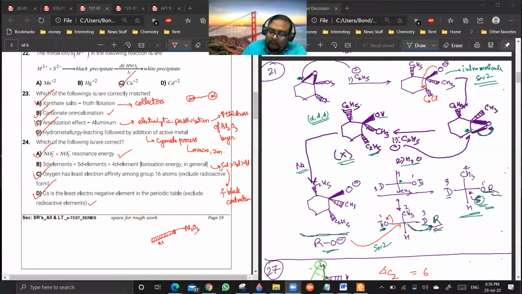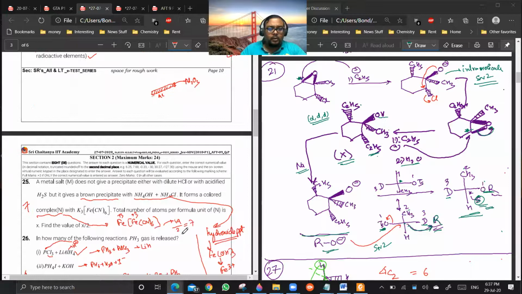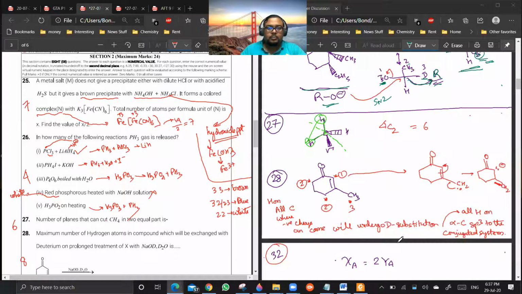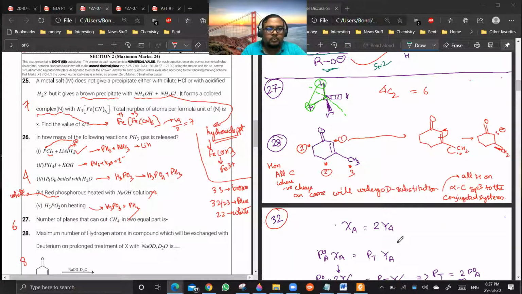You see, in case of 5d elements, due to lanthanide contraction, the f-block contraction, the effective nuclear charge will increase very much, and so the ionization energy will also increase. Are you getting the point? Yes. Okay, so 24 is done. 25, 26, 27. Any doubts in 25, 26, and 27?